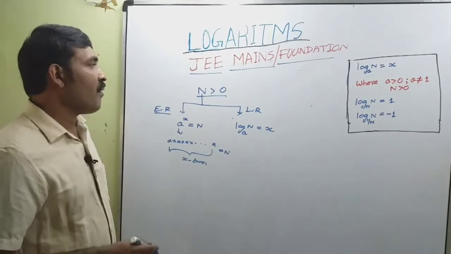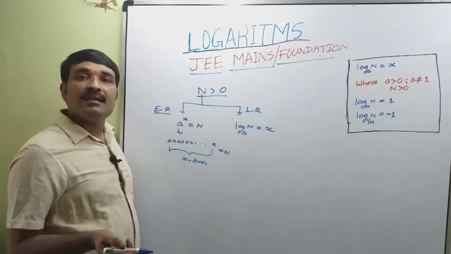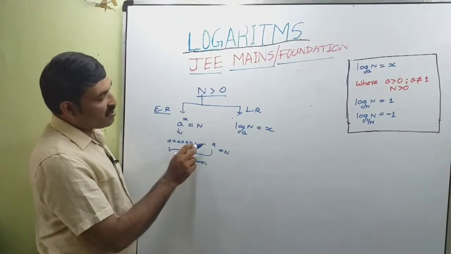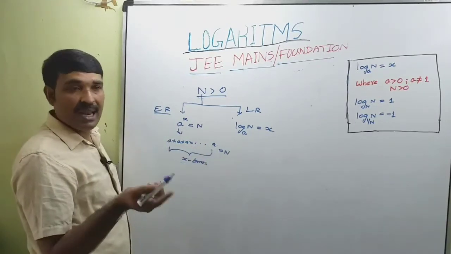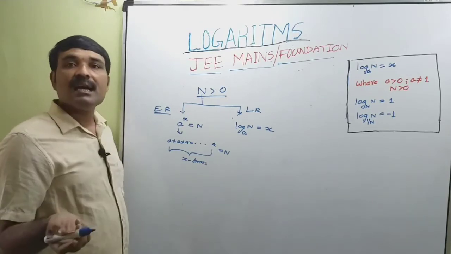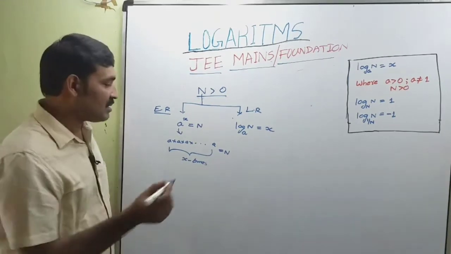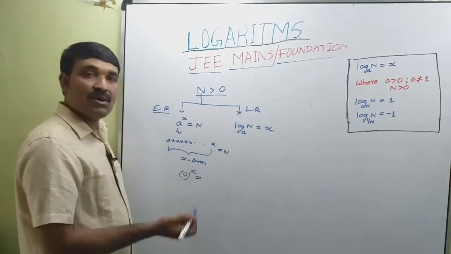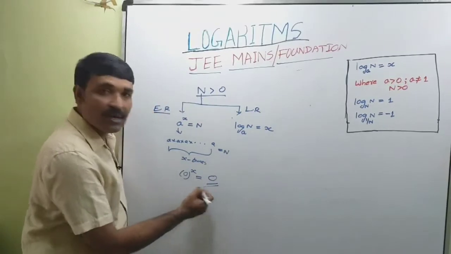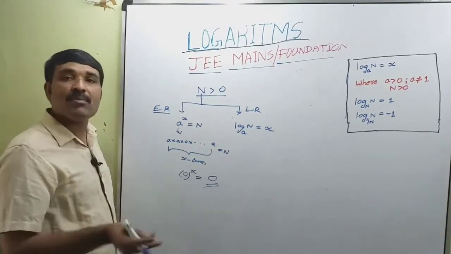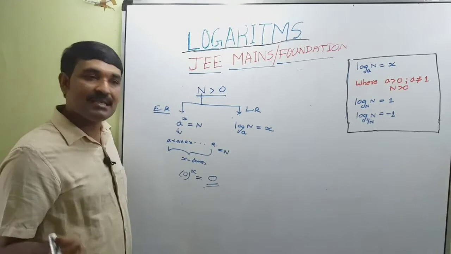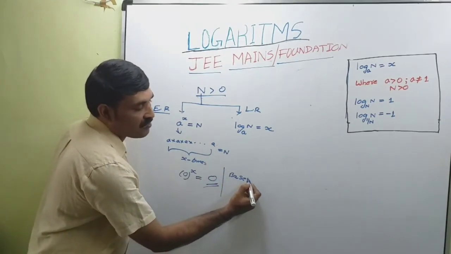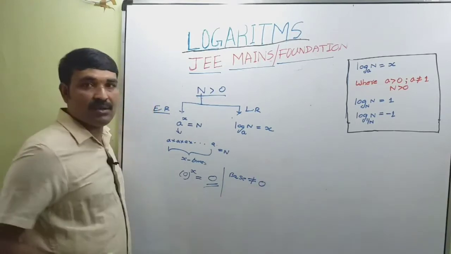Now, n is greater than 0. So for this, we are multiplying a, x number of times, we will get n. Suppose base a is equal to 0. Then what happens? 0 raised to x is always 0. Right? 0 is multiplying x number of times. That always results in 0. So base should not be equal to 0.